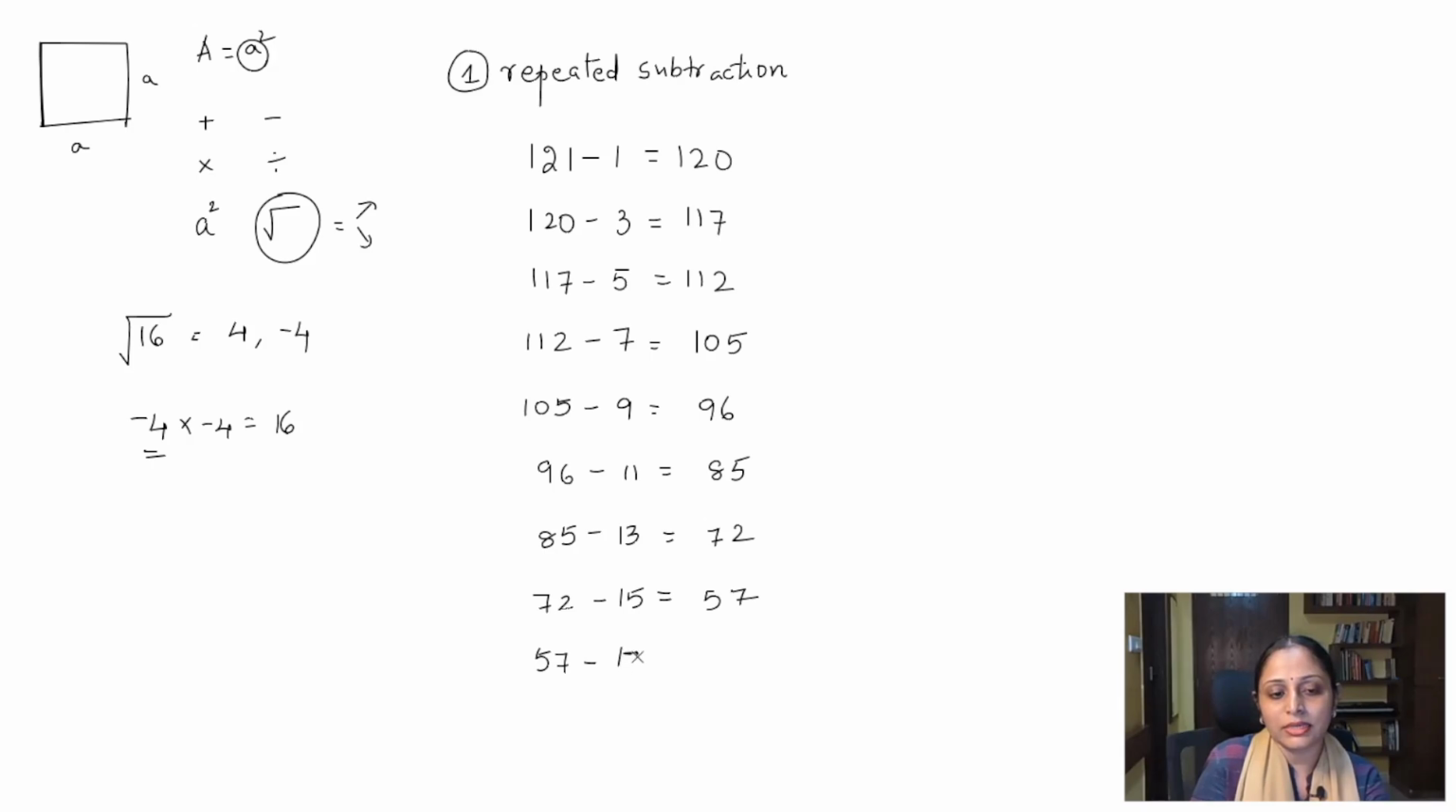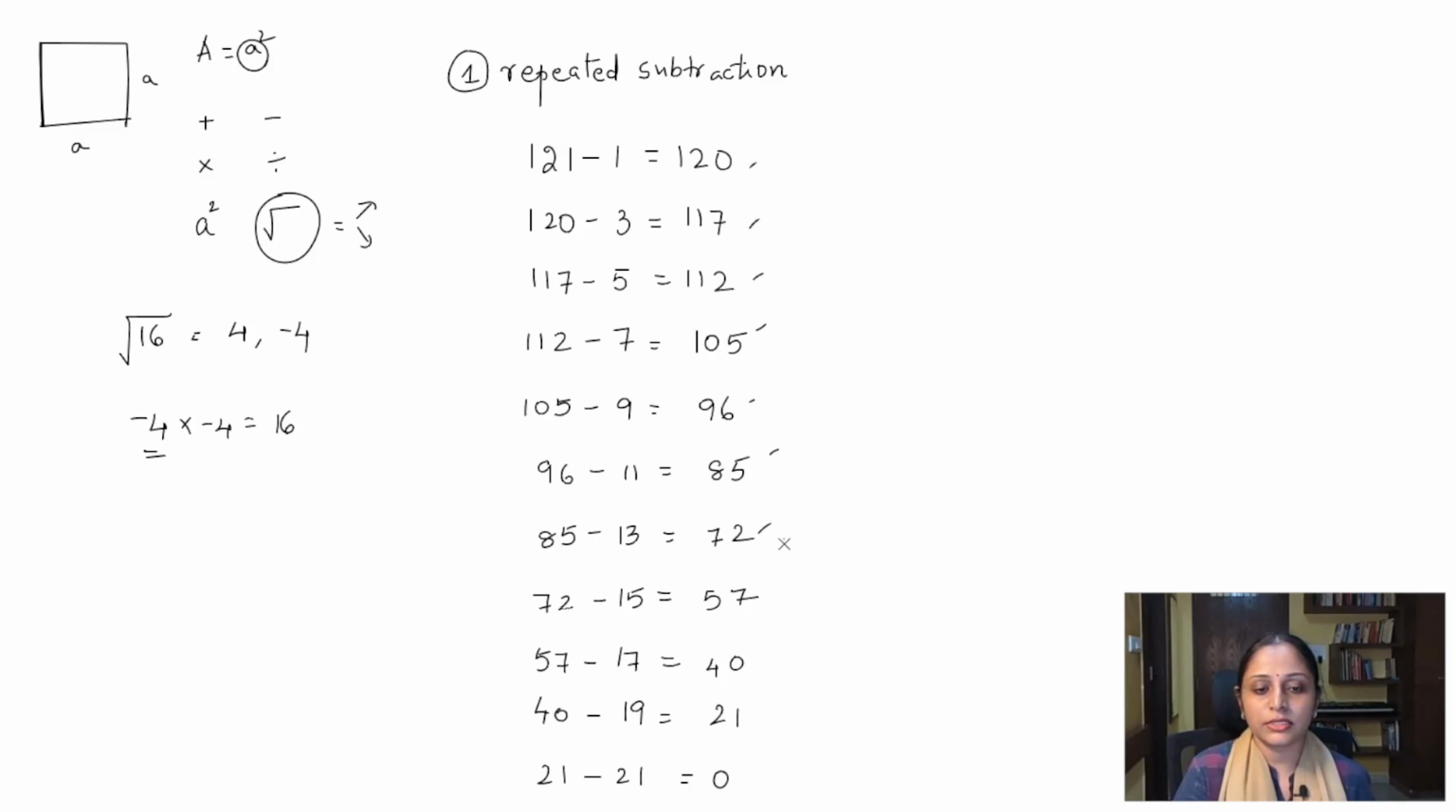57 minus 17 is going to give me 40. 40 minus 19 is going to give me 21. 21 minus 21 is 0, right? Now I'm going to count the number of subtractions that I have done. So this is 1, 2, 3, 4, 5, 6, 7, 8, 9, 10 and 11. So that means that the square root of 121 is 11. I'm writing only the positive value because I mentioned we'll consider only the positive answer, right?